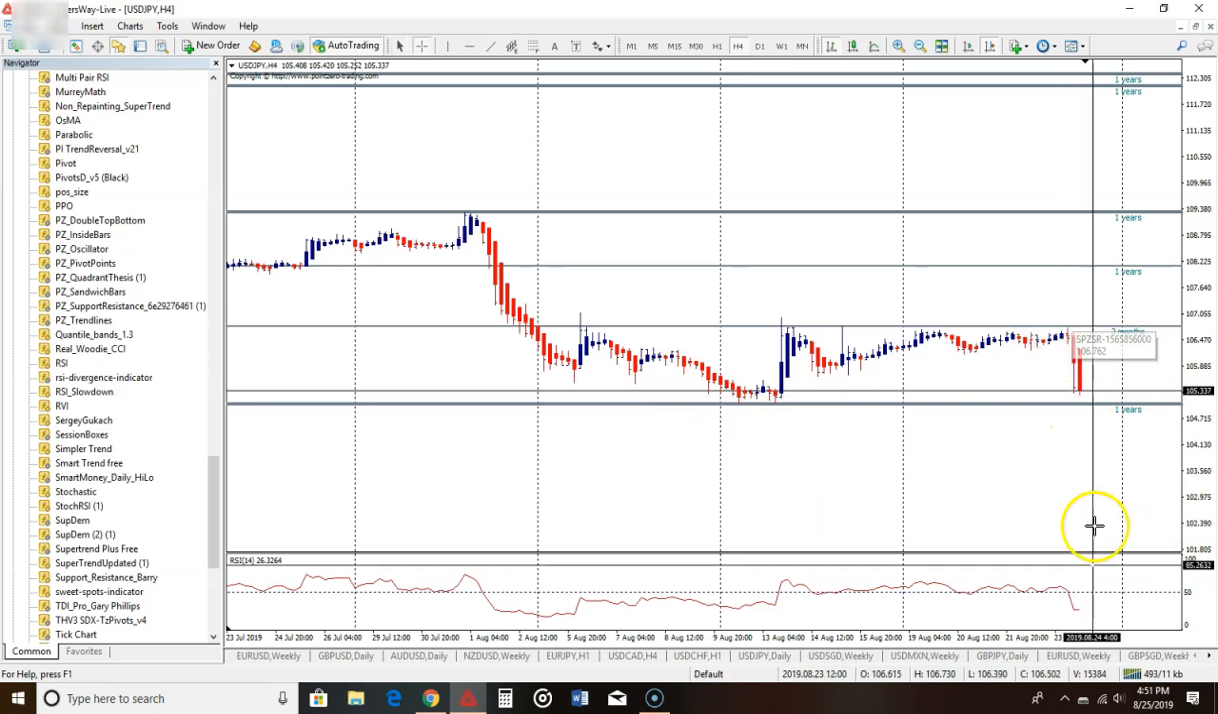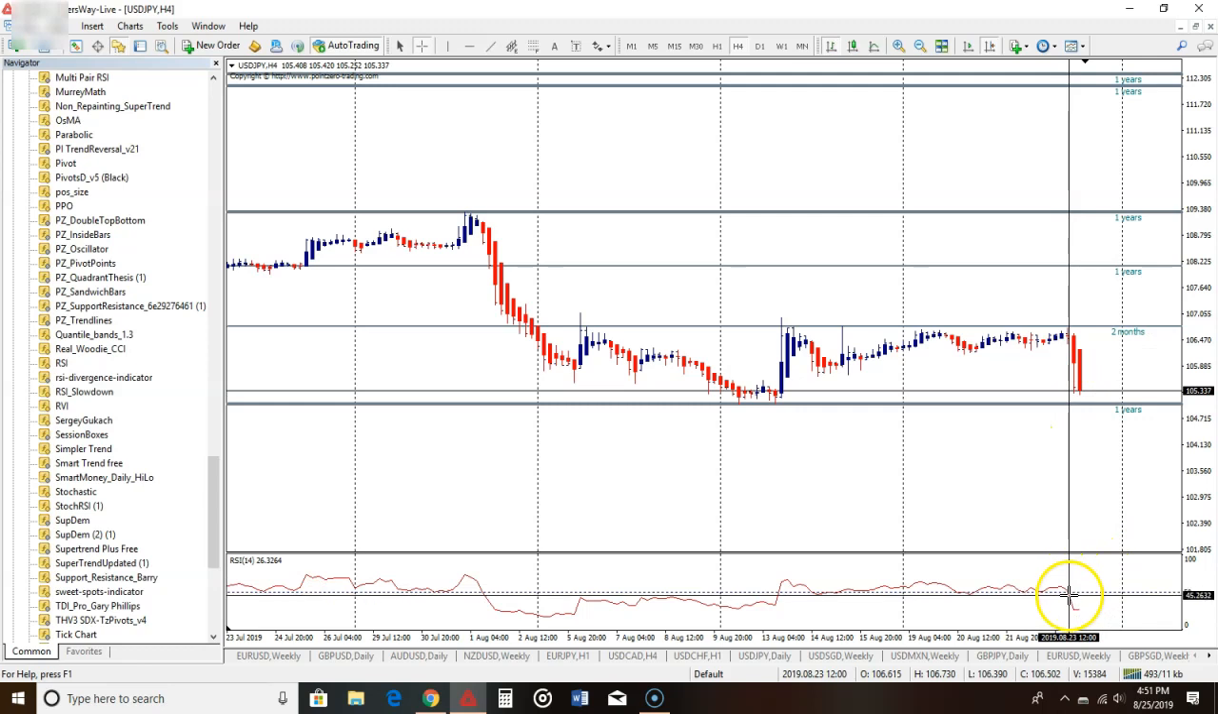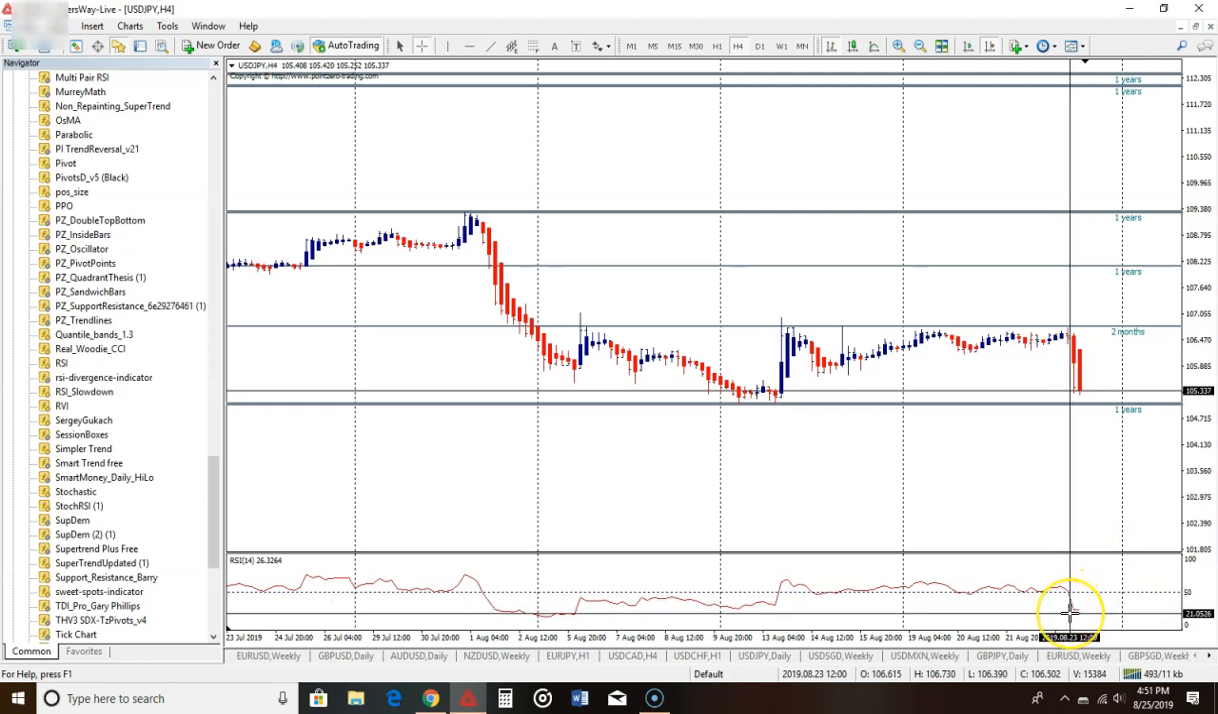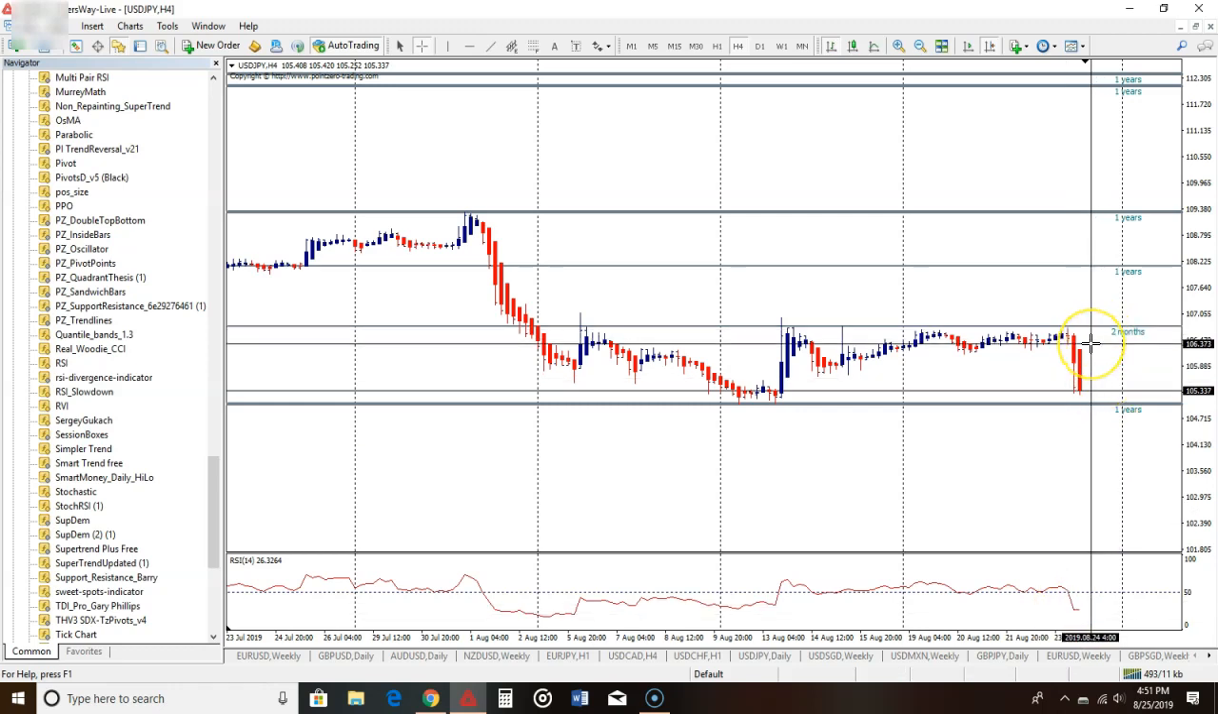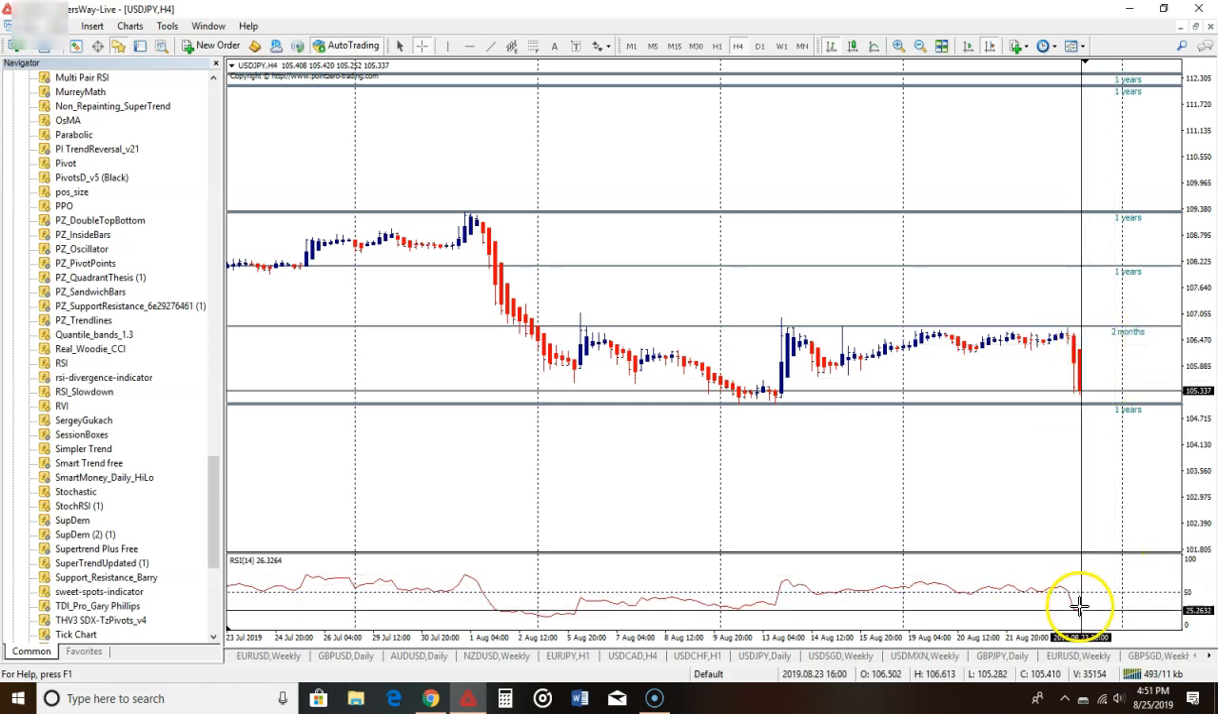If I trade with the RSI, I just cross below the 50 line. Cross below the 50 line right here at the close of this candle. So I can go short here. My momentum is going down.